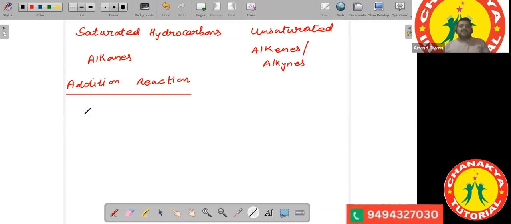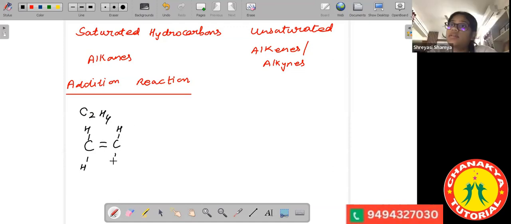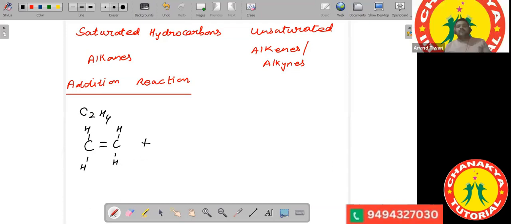So let's take up an example of this, C2H4. So the structure of C2H4 will be like this. Am I correct about the structure of C2H4? Yes, sir. Okay. And if I want to add hydrogen to it, it will be added in the presence of nickel and palladium as catalyst. Then hydrogen will be added.